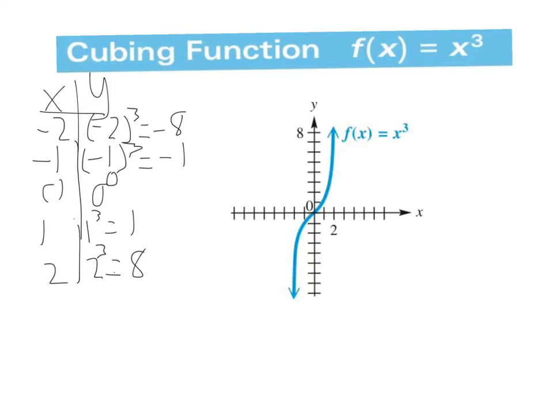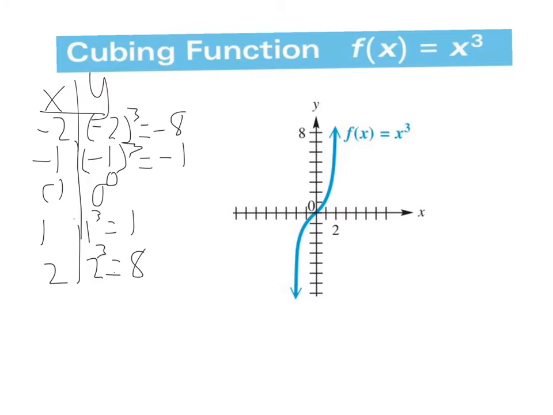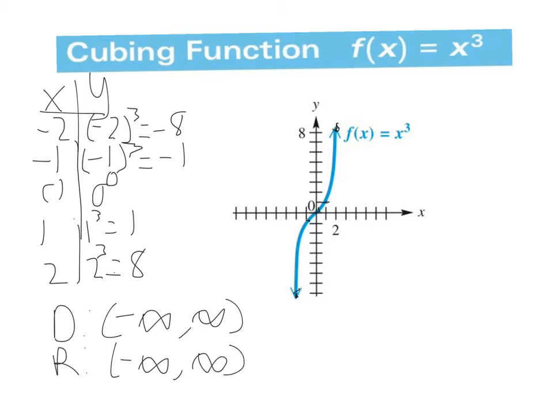Alright, we plot the point 2, 8, right here. Plot the point negative 1, 1, 0, 0, 1, 1, and then 2, 8. It'll be up here. So just draw a smooth curve through those points. Now if you notice, it keeps going to the left or right, so the domain would be from negative infinity to positive infinity, because there are no discontinuities. Likewise for the range, it keeps going in the vertical direction, so the range would be from negative infinity to positive infinity.